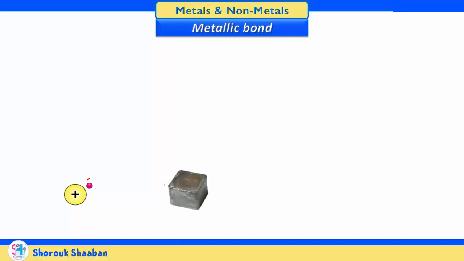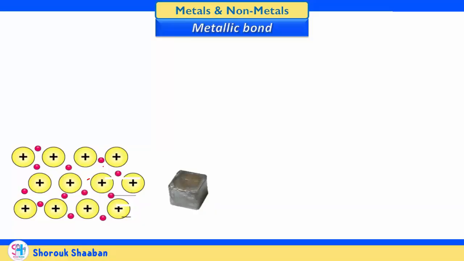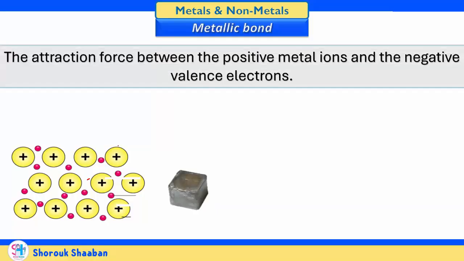So inside this metal piece, I have many of these positive ions and free valence electrons. The attraction between them is the metallic bond. This is the reason why I have this piece of solid like this. Because the negative attracts the positive ion, and here this negative attracts the positive ion, and here too. So it makes all ions attracted to each other, giving us this piece.